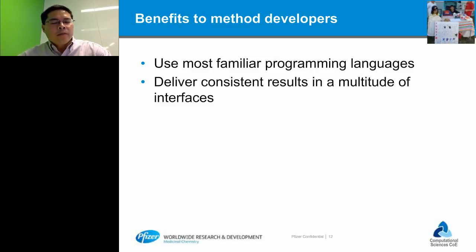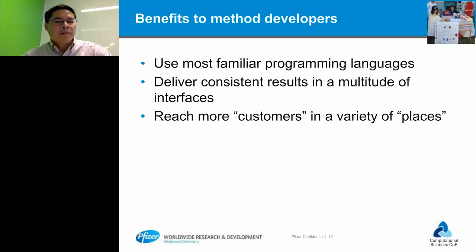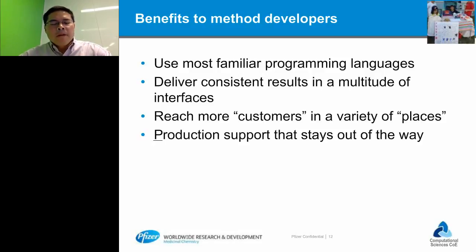Also, the creator of the tool can have peace of mind knowing that once it's written, the results are presented in a consistent way in a multitude of different interfaces. It also has the benefit of reaching more customers, chemists, in a variety of places, both geographic places as well as applications and platforms. Very important is that we have production support with a capital P where it makes sense, and where it also stays out of the way where it doesn't make sense.